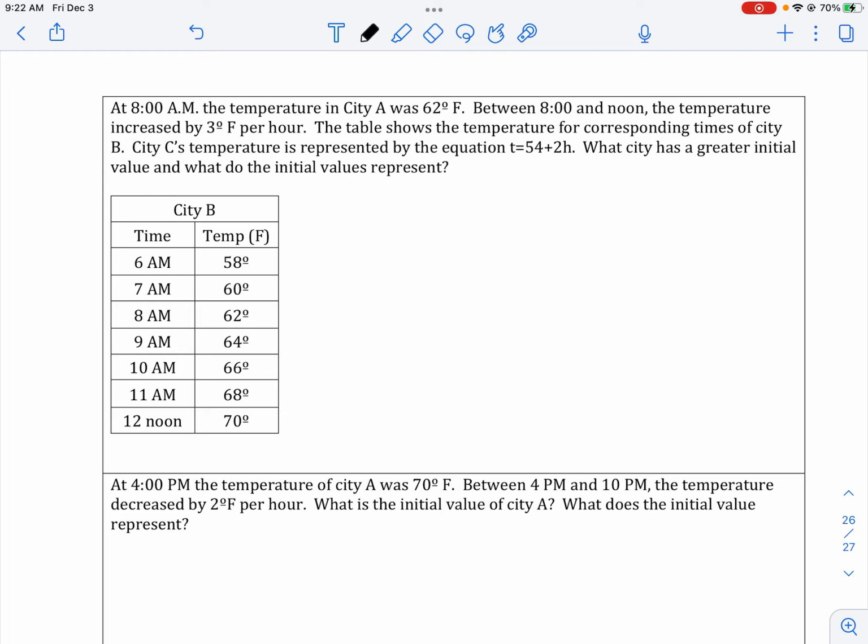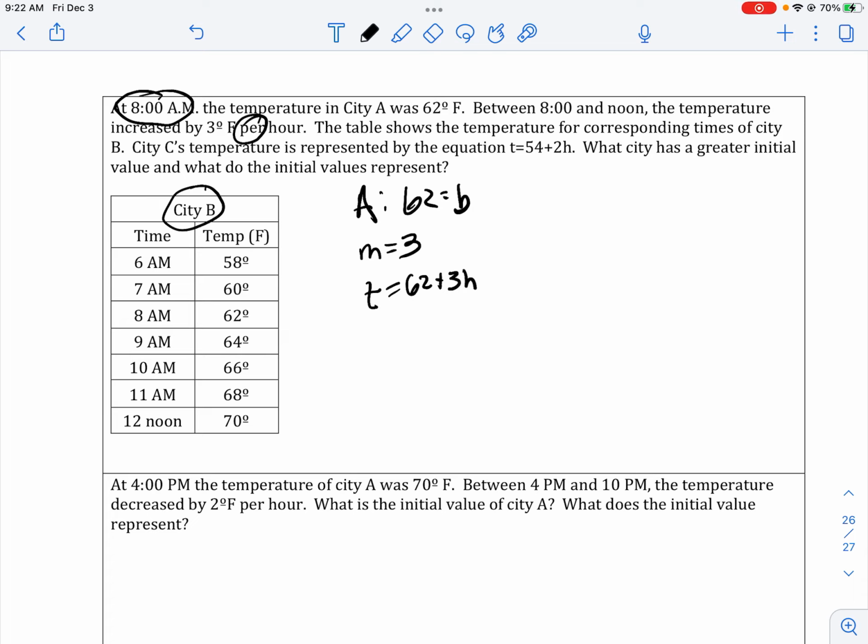Now, 8 a.m. is our very first measurement. City A, 62 degrees is our initial value because that was our first measurement. Between 8 and noon, again, per hour, M equals 3. So my equation is 62, it increased by 3 per hour.